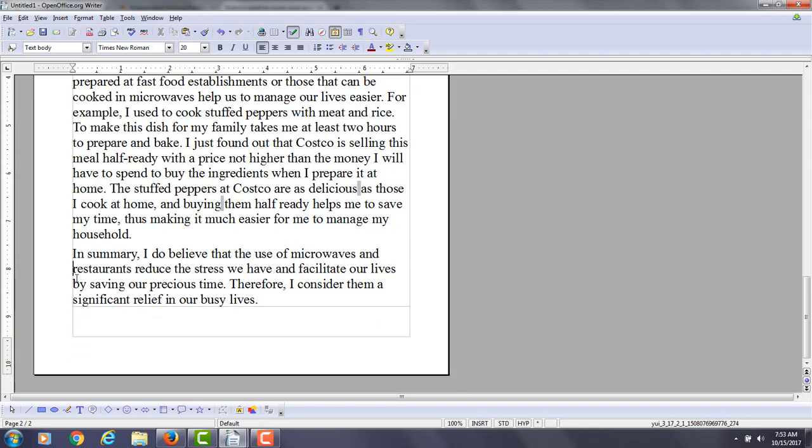In summary, I do believe that the use of microwaves in restaurants reduces stress we have and facilitate our lives by saving our precious time. Therefore, I consider them a significant relief in our busy lives.